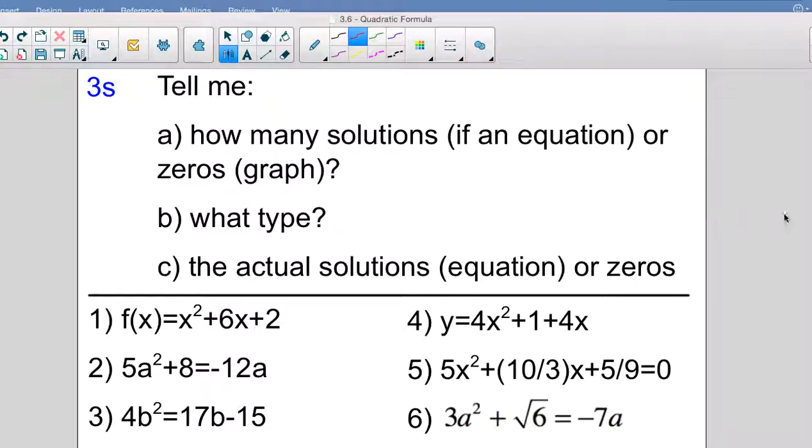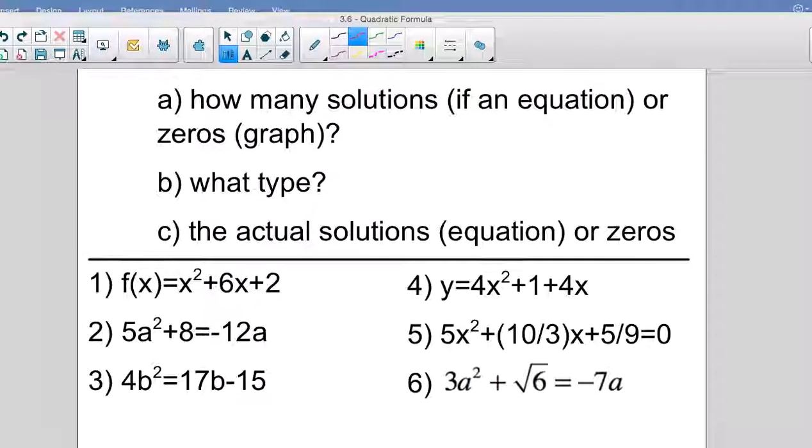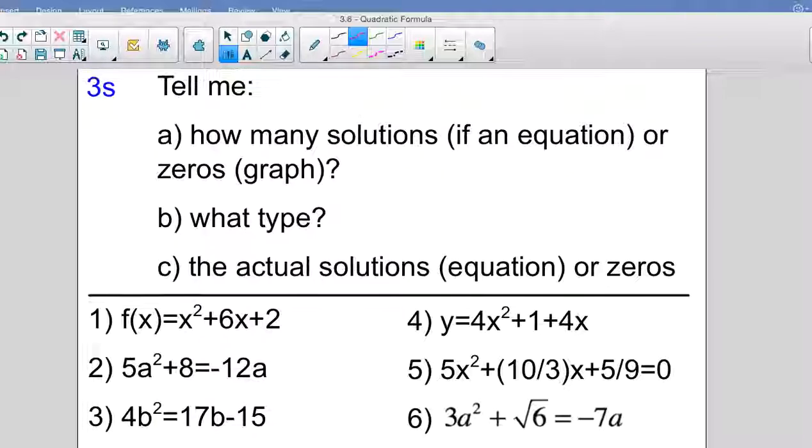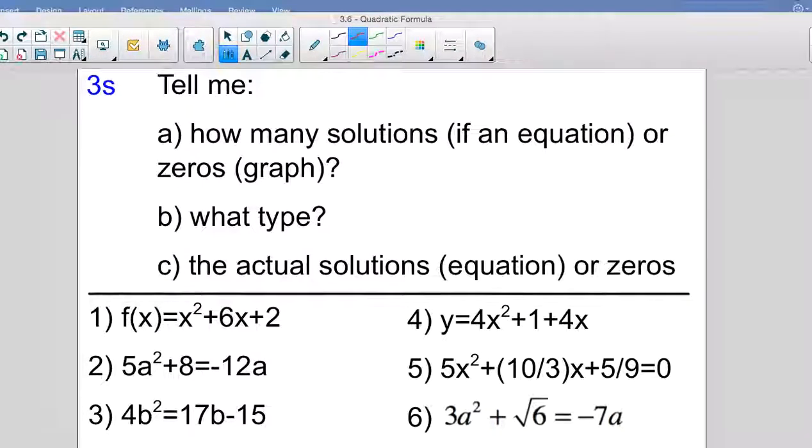So basically, all I want you guys to do to finish out the rest of class is do these 6 questions. Tell me how many solutions, if it's an equation, or, if it's a graph, how many zeros it would have. This one has a y or f of x, this one's just an equation. This is another graph, so you're talking about zeros or roots. These ones you're talking about answers or solutions because there's no y. You'd just be solving them.